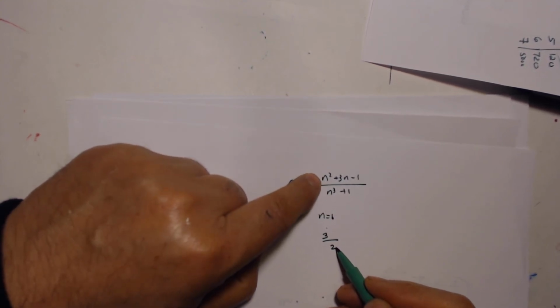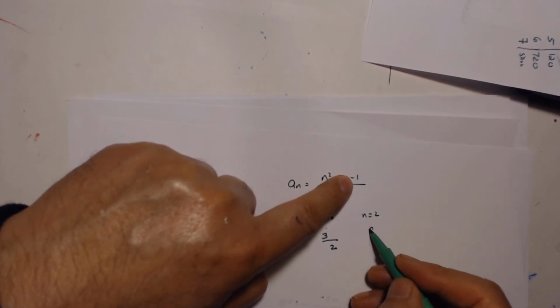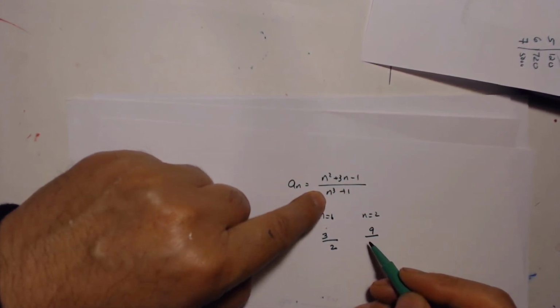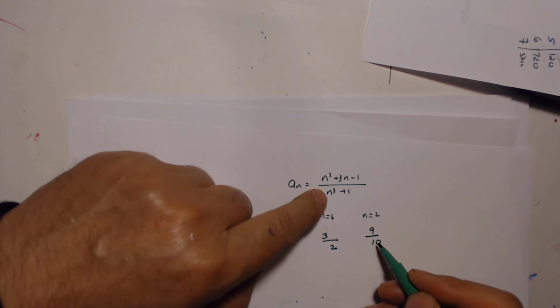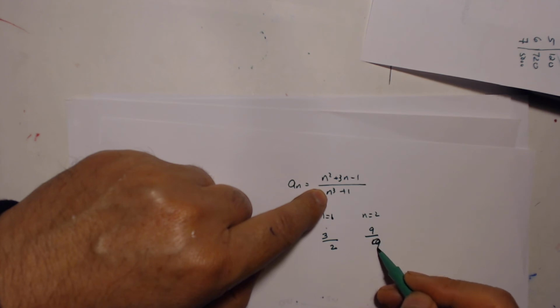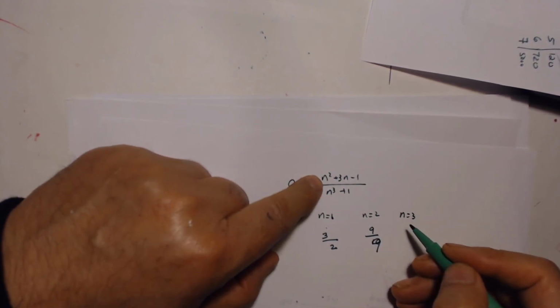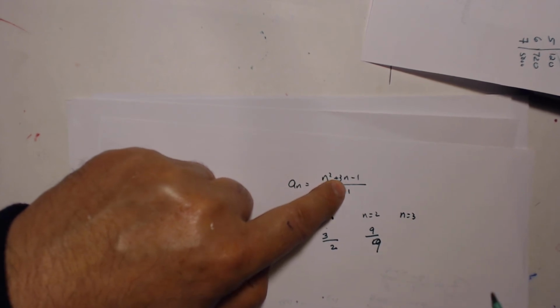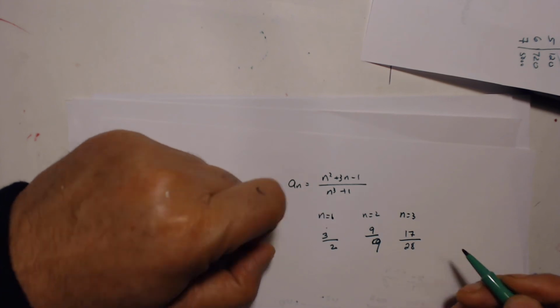What happens if n is 2? 4 and 6 is 10, 10 minus 1 is 9. And 2 to the power of 3 is 8, 8 plus 1 is 9. What happens if n is 3? 9 plus 9 is 18, 18 minus 1 is 17, 27, 28.